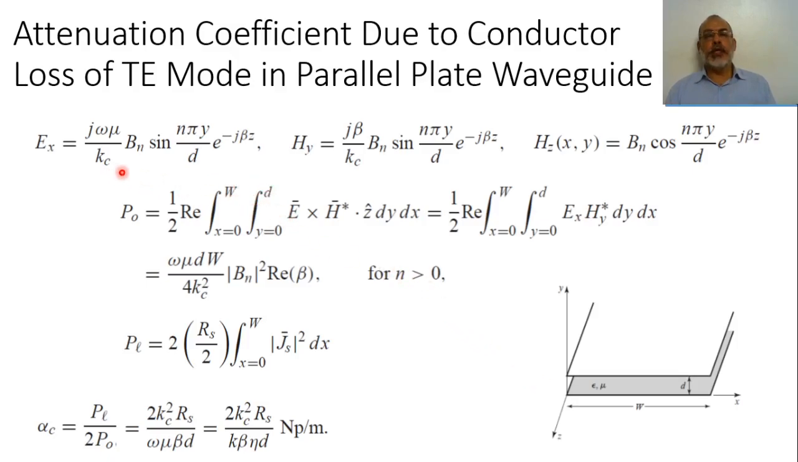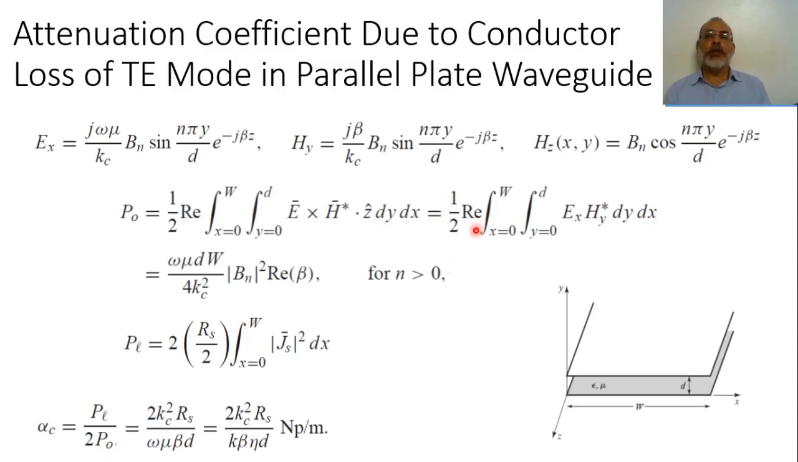In this case, the electric field component is Ex and the magnetic field components are Hy and Hz. Ex cross Hy would be in the z direction, but Ex cross Hz would be in the y direction, so it will not contribute to the power transmitted through the waveguide. So the power transmitted through the waveguide would be Ex multiplied by Hy conjugate in the z direction. So z dot z would be unity, and this power density would be integrated with respect to y and x.